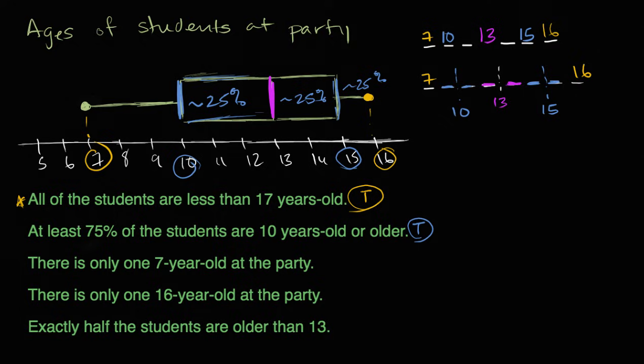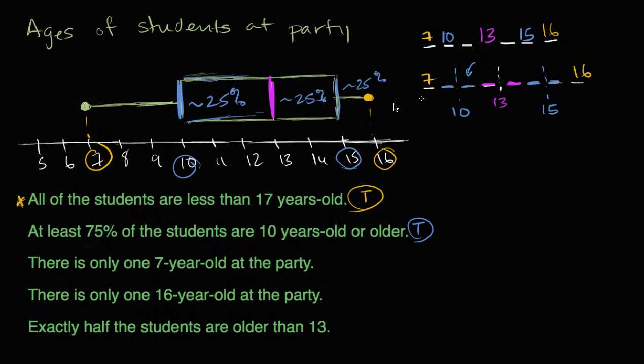We know that this is going to have to be 10 or larger, and then all of these other things are going to be 10 or larger. So this is exactly 75%. Exactly 75%, if we assume that this is less than 10, are going to be 10 years old or older. So feeling very good about this one right over here.